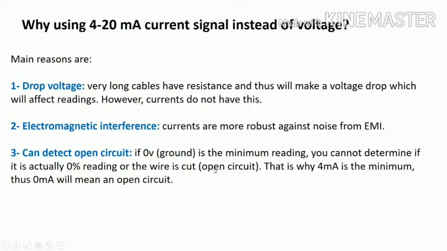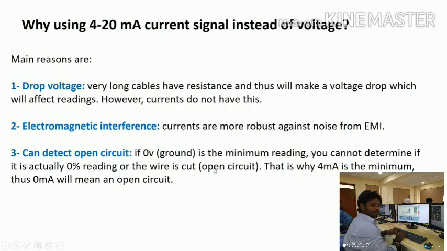The first one: mostly all digital signals are voltage signals, but we are not transferring a voltage signal, we are transferring a current signal, because the wire has resistance, and due to the resistance a voltage drop will occur. Second, voltage is subject to electromagnetic induction, so noise will occur, but currents are not subject to that. The main important point: if I take 0 milliamps instead of 4 milliamps, what happens?